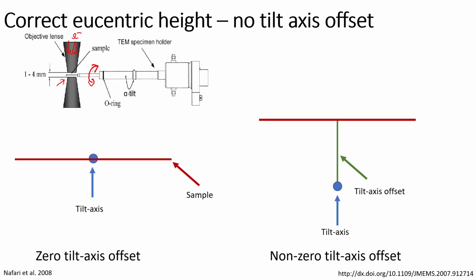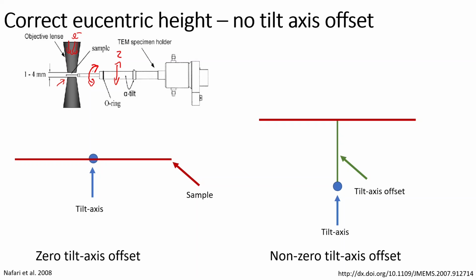Now, every holder is inserted in a so-called goniometer, and the goniometer is an instrument that's able to vertically align the center of rotation of the sample. This is what we usually call the z-height, and that's how we can tune the eucentric height of the sample.